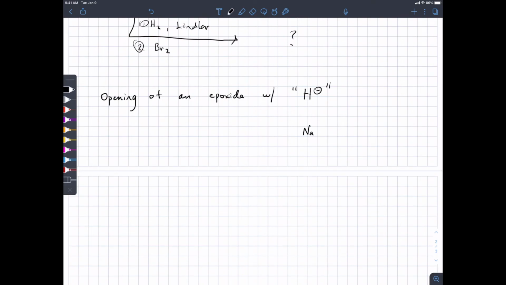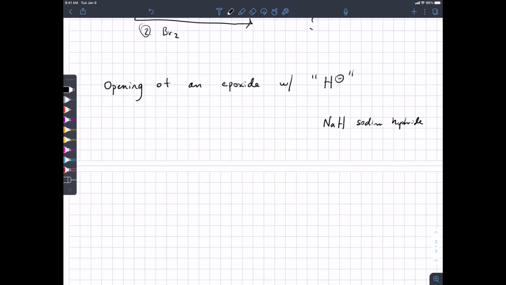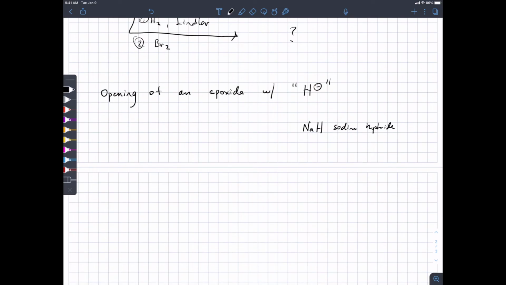H- you can't buy on its own. You buy it in an ionic compound with sodium. That's called sodium hydride. And sodium hydride is not that soluble in organic solvent. When you do reactions, it sits in a chunk at the bottom of your flask and you stir it around and it acts like basically a huge sterically hindered base. The hydride ions are never free enough to attack carbons as nucleophiles. So we don't use this as a reducing agent.